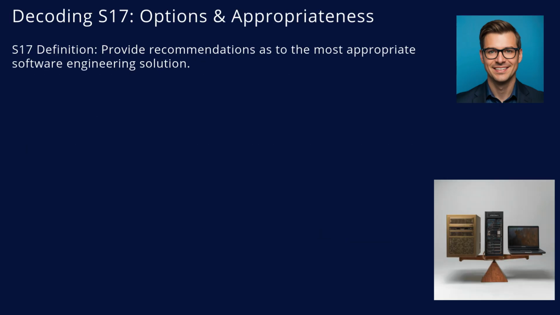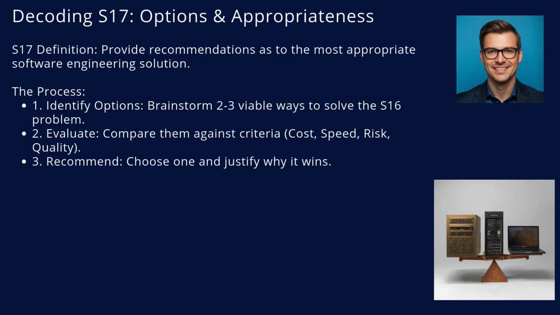Let's decode the standard. S17 asks for the most appropriate solution. This implies a process. First, you must identify options. Never present just one solution. That's an ultimatum, not a recommendation. Aim for 3: the do minimum option, the strategic option, and the gold-plated option. Second, you evaluate. Compare them. Which is faster? Which is cheaper? Which is riskier? Third, you recommend. You state clearly, we should choose option B.